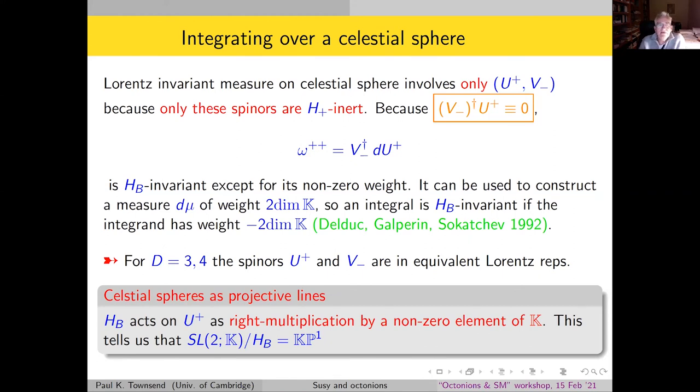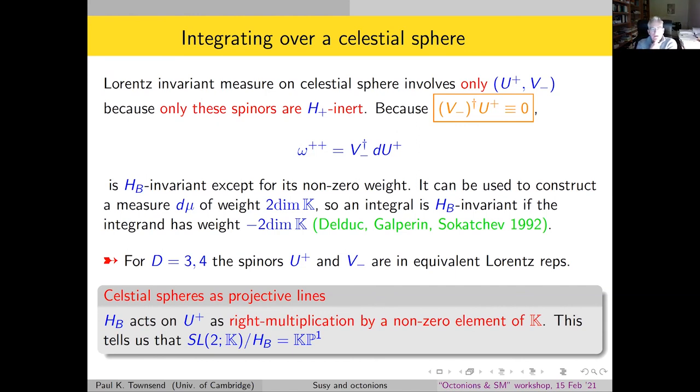And the point is it has dimension. If you work it out, you see this is weight two. So the weight on the celestial sphere in D dimensions will be two dim K. So in other words, the measure isn't completely invariant, but of course, if you integrate it over something which has a weight which cancels the weight of the measure, then you get an invariant. So the integrand has the weight of minus dim K. And some of these constructions of integrations were worked out by Delduc, Galperin, and Sokatchev in a paper of 92.